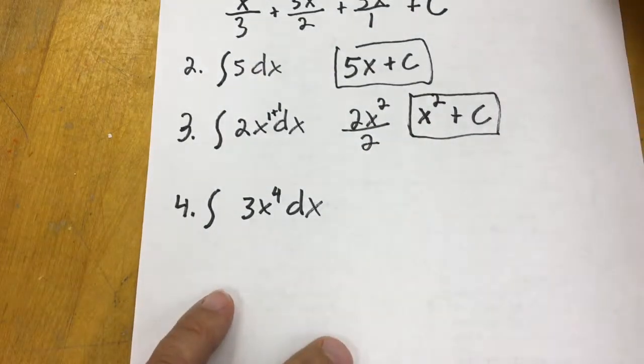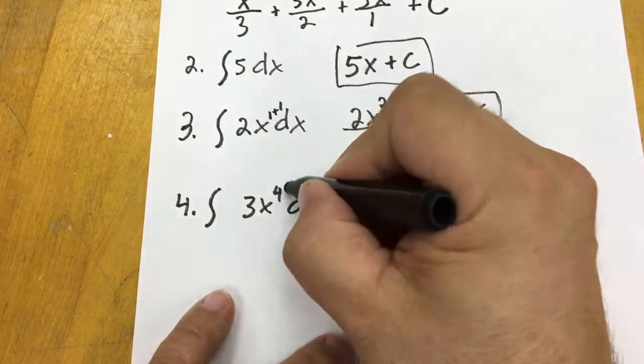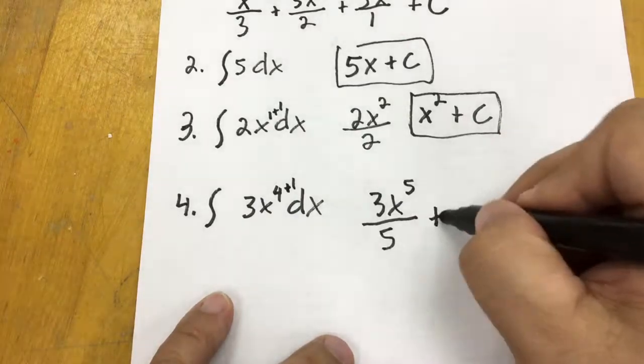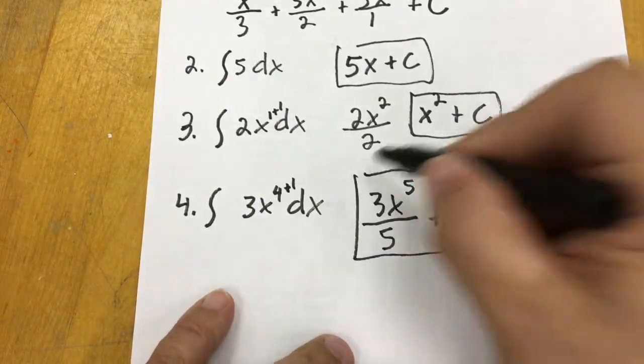For this one, 3x to the 4th, I'm going to add 1 to that, so it's going to give me 3x to the 5th all over 5 plus c. I add some constant c, and there's the antiderivative.